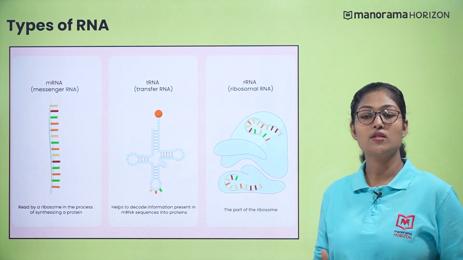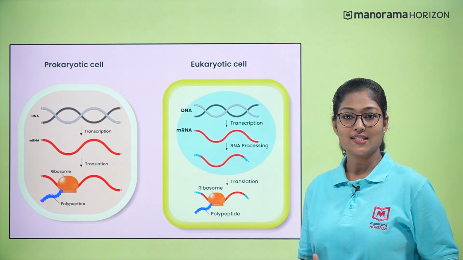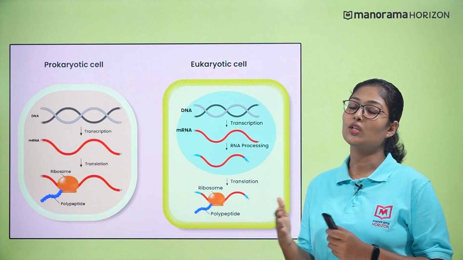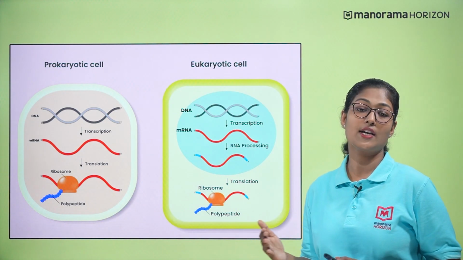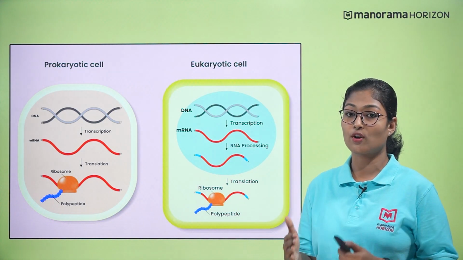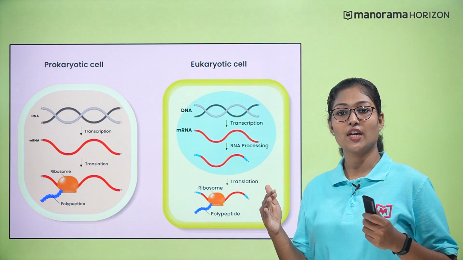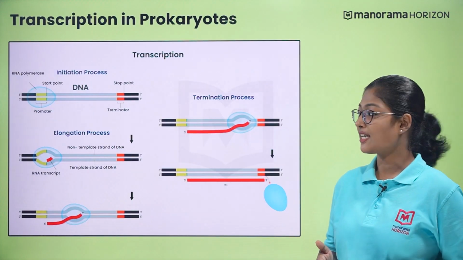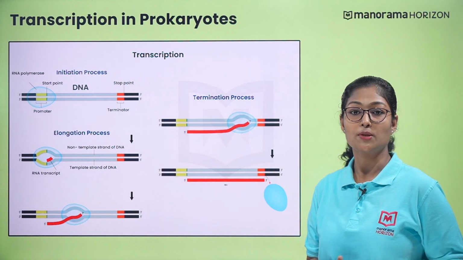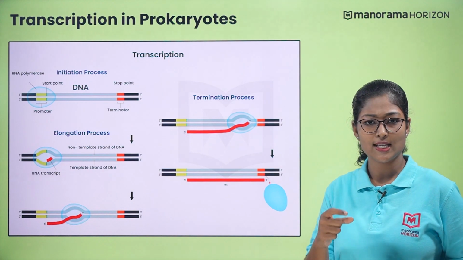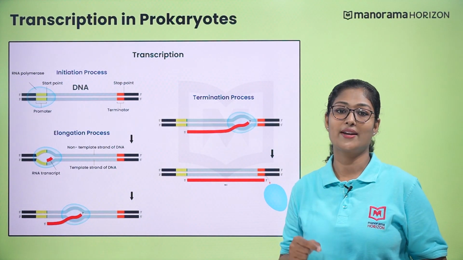Let us now check the process of transcription in both prokaryotes and eukaryotes. The process of transcription takes place in 3 steps in both prokaryotes and eukaryotes. In the case of eukaryotes, there are different RNA polymerase enzymes and the RNA processing is done in the nucleus of the cell. Now, let's check the transcription in prokaryotes in detail. The first step is the initiation process, followed by elongation and finally the termination process. So, can you recall the name of the enzyme which helps in transcription? Yes, it is a DNA-dependent RNA polymerase enzyme.